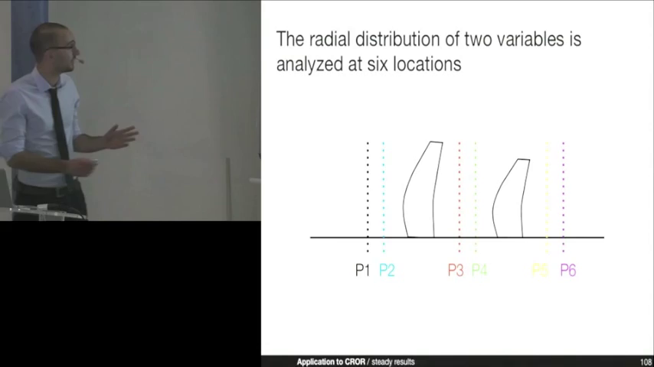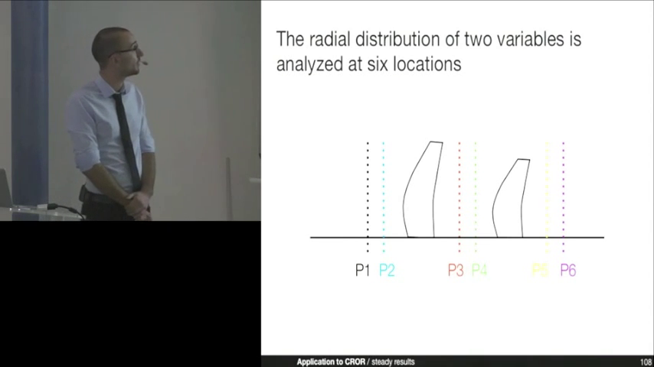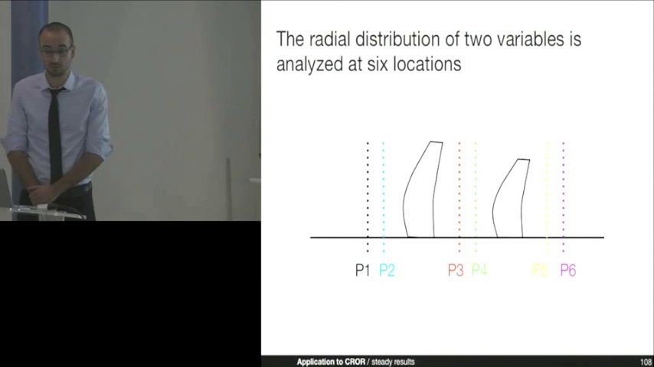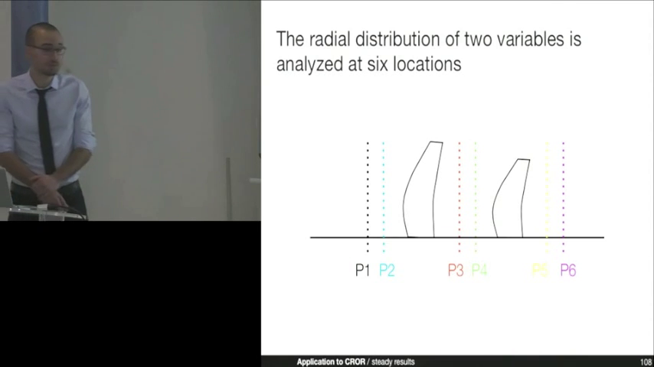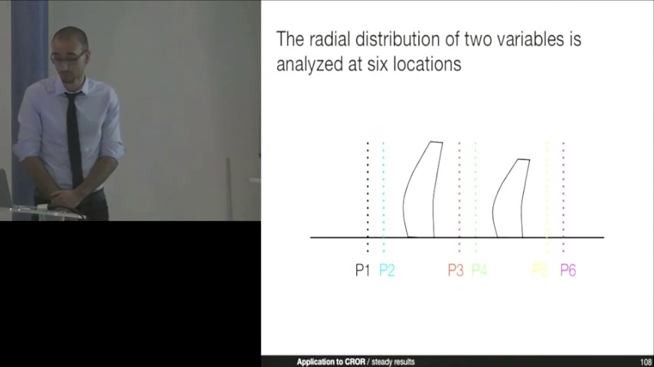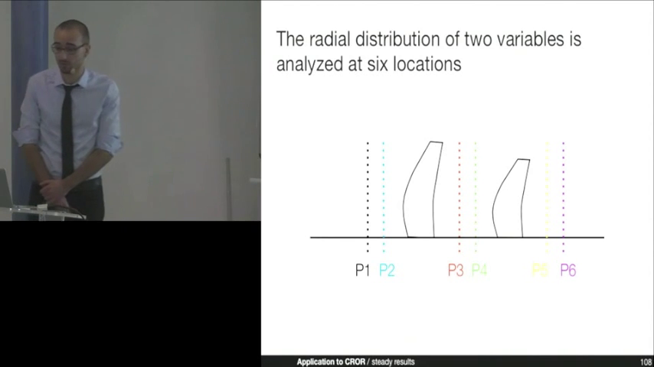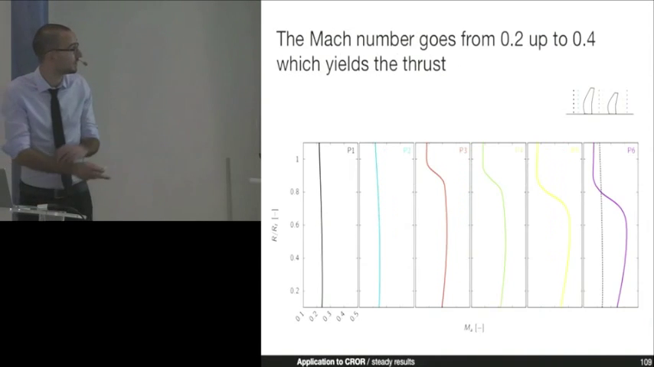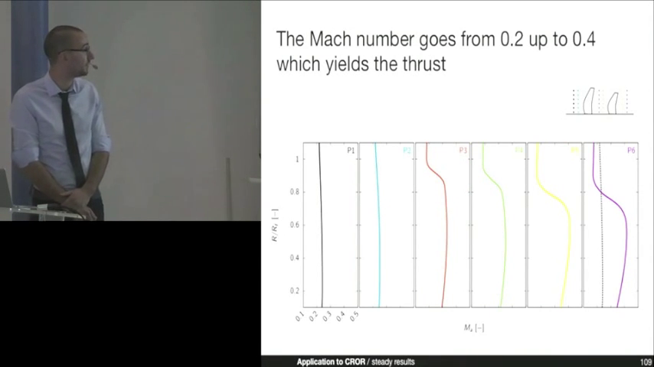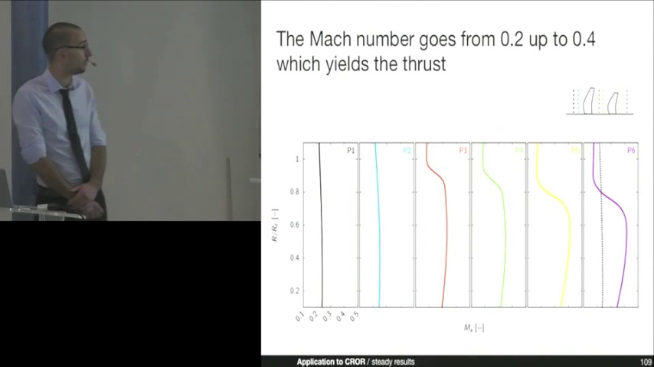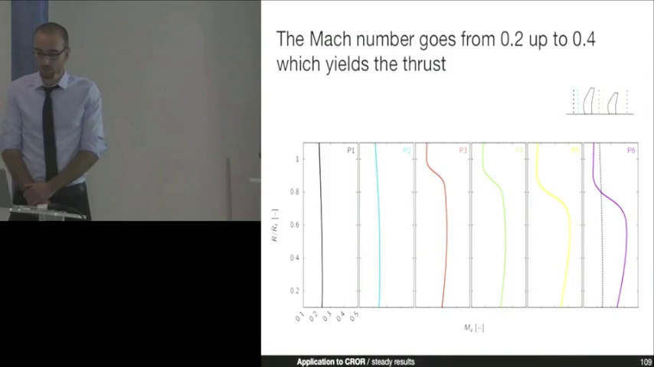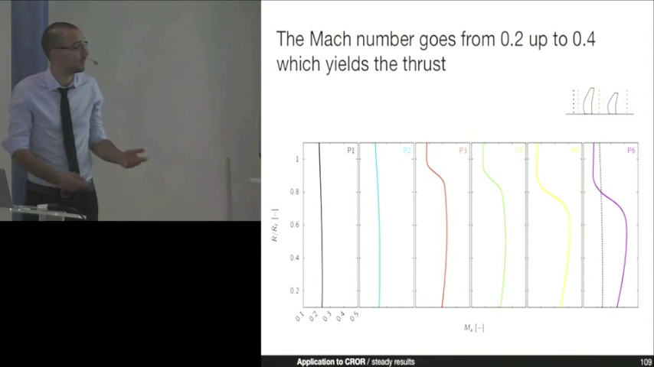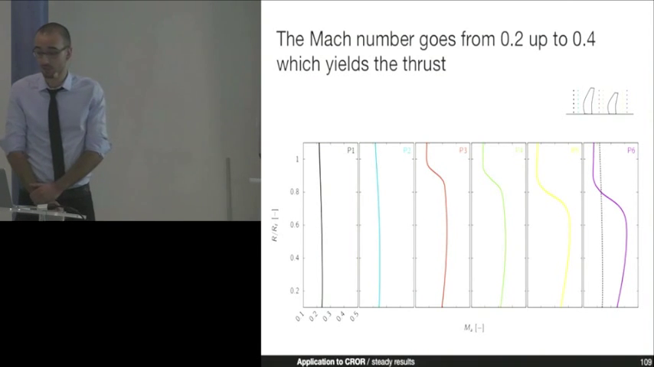Now, knowing that this configuration is converged, we can extract some physical information, such as radial distributions of two variables analyzed at 6 locations. So 2 planes are taken in front of the front rotor, 2 planes between the 2 rotors, and 2 planes after the rear rotor. For each of these planes, we depict the absolute Mach number that varies between 0.1 and 0.5. And you can see that the Mach number goes from 0.2, which is the inflow condition, up to 0.4, which yields the thrust because we have an acceleration of the flow field.